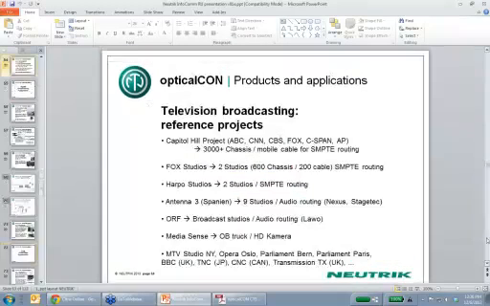This I will skip. We have these reference projects for broadcasting, but they're kind of ridiculous because at this point, every TV studio in the United States, or every network, every studio is a big opticalCON user. So we will bypass this slide.